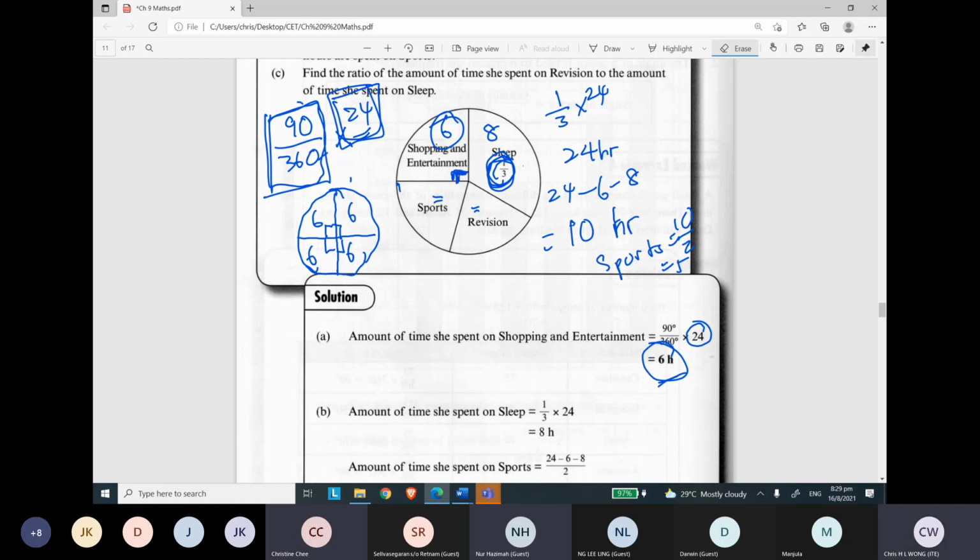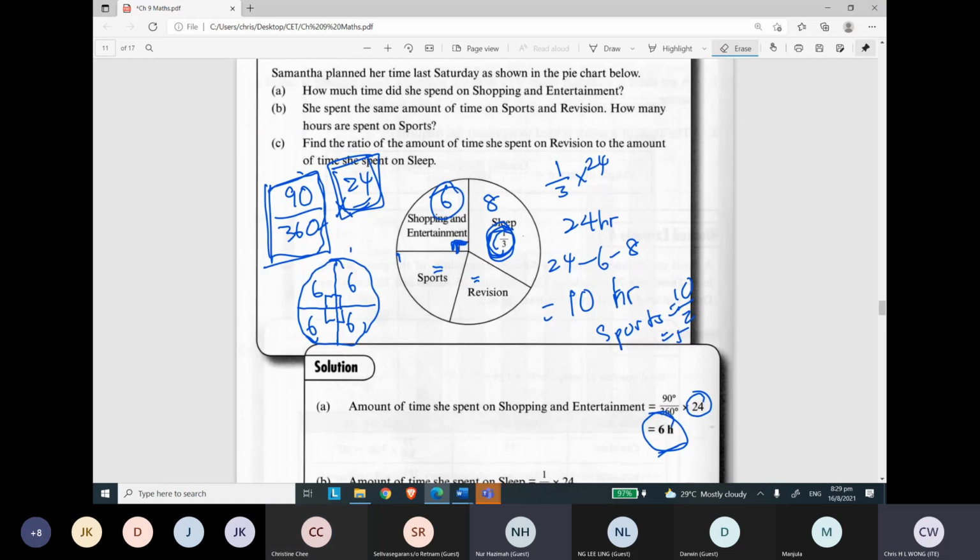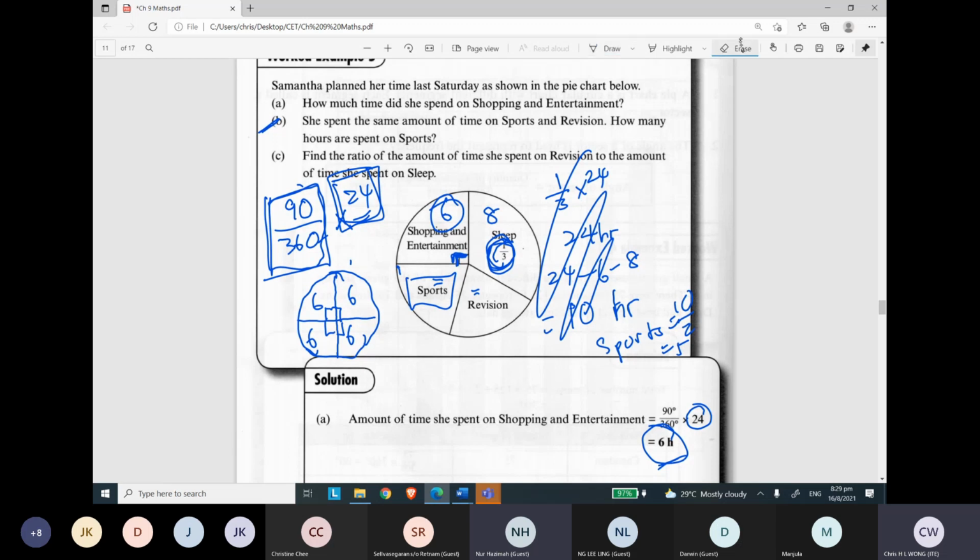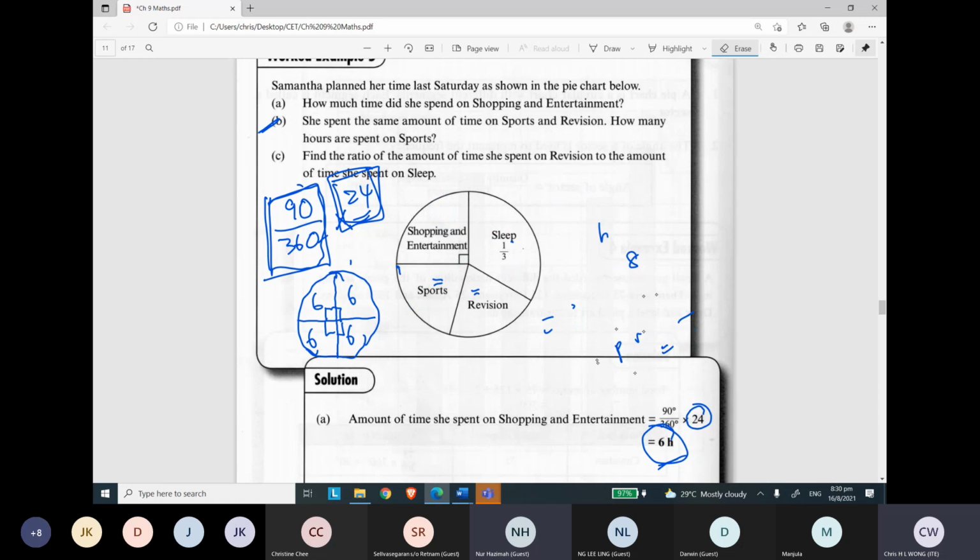Oh, okay. Now this one actually is based on question B. You look at this question B. They ask you what is the hour spent on sport. So what you do is I erase this again first. You see, the first one you already calculated. This is supposed to be, this is 6.